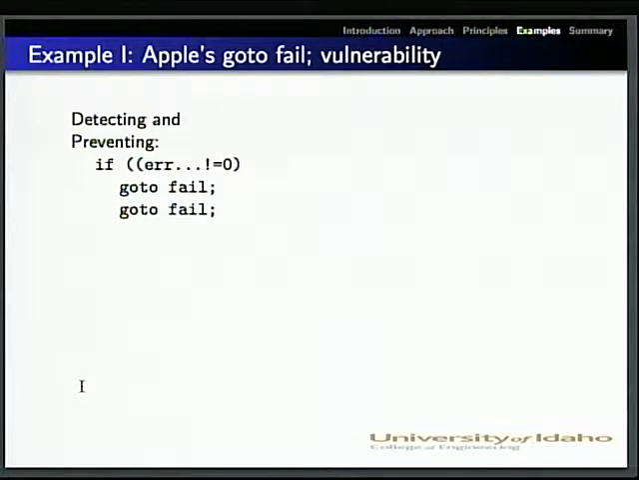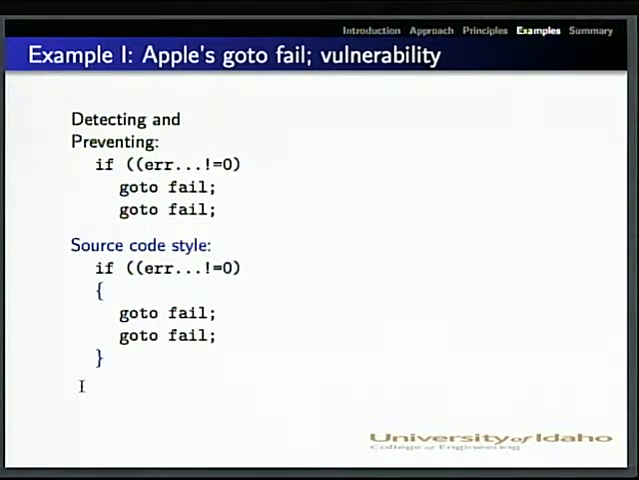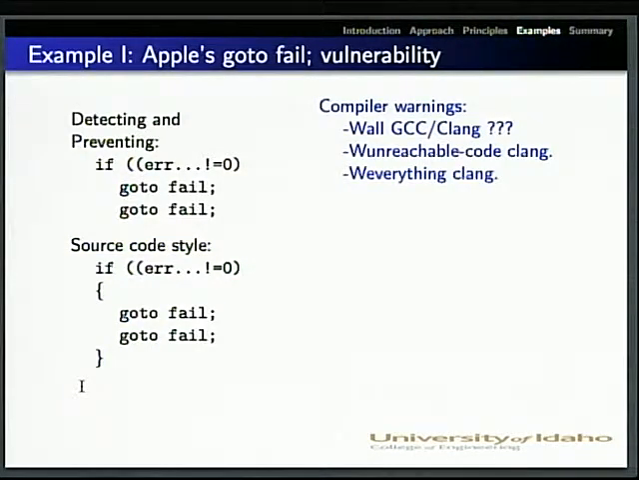So how can you prevent this vulnerability? Well, there are several ways. One of them is you use coding style to add brackets. If you add curly brackets, then you will prevent that problem because now the second goto fail will be inside the if statement. The other way is to use compiler warnings. For example, use the unreachable code compiler warning in Clang or the everything compiler warning in Clang. And this is when you compile, then this vulnerability will get caught.